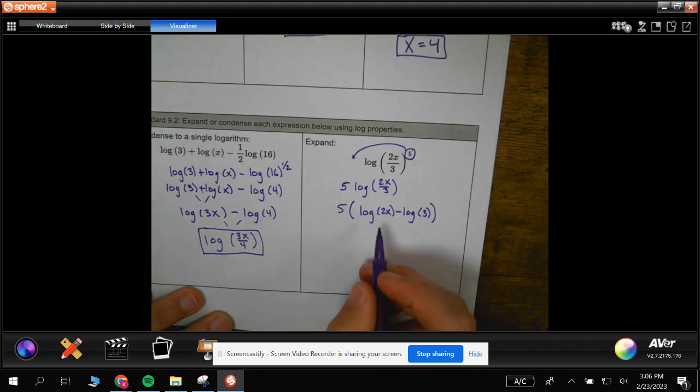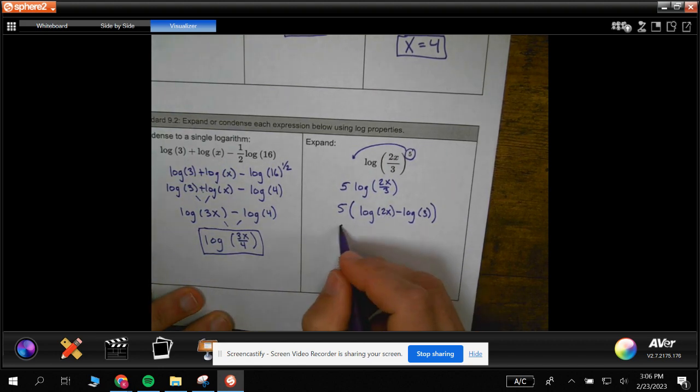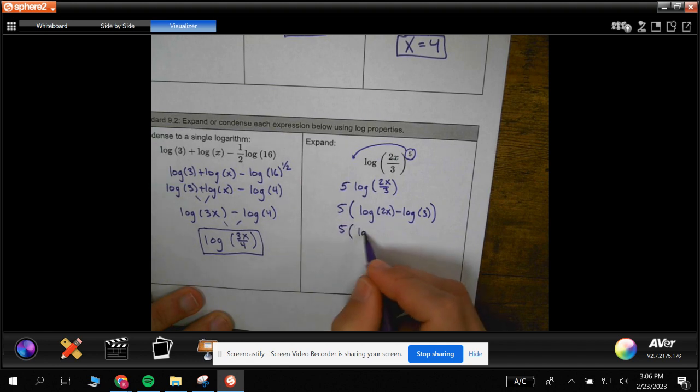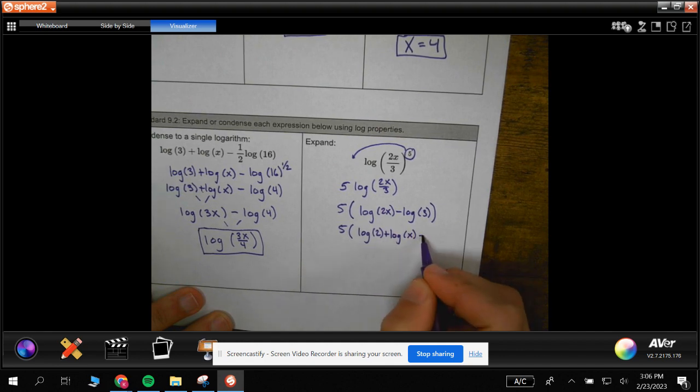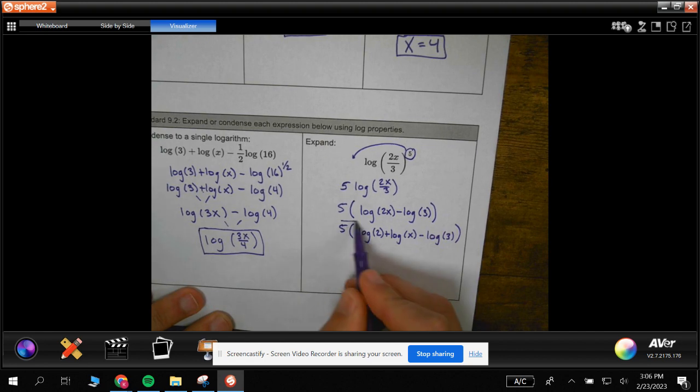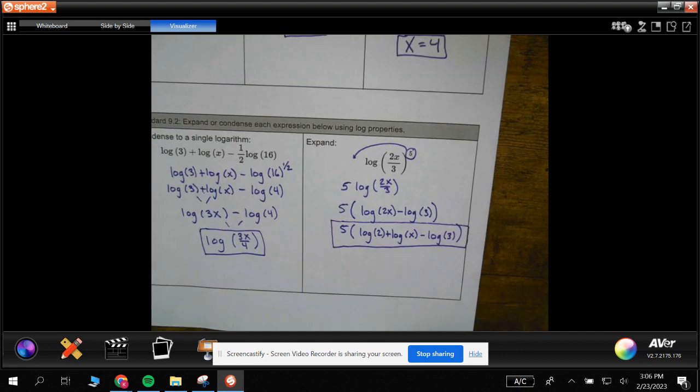Are we done? Not yet. I see this 2 times x right here. Let's split that one up. So 2 times x becomes the log of 2 plus the log of x. And then we still have that minus log of 3. And there we go. It's fully expanded. There is nothing else we can do. That is standard 9.2. All right, let's move on to 9.3, graphing.